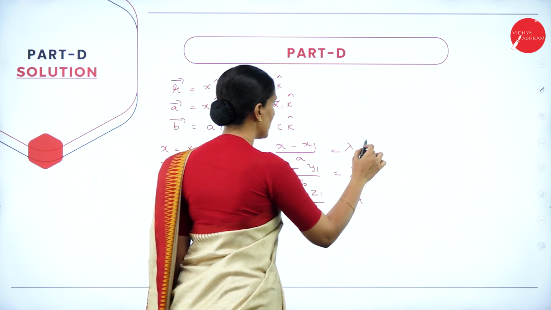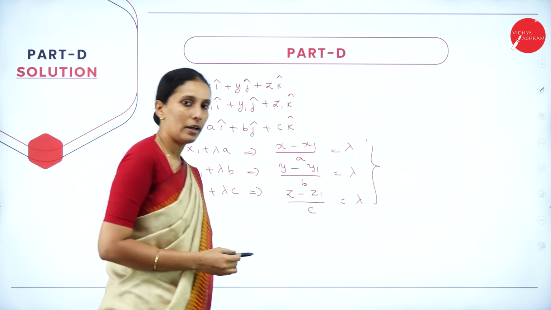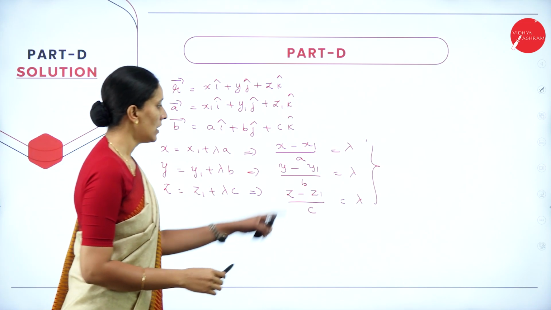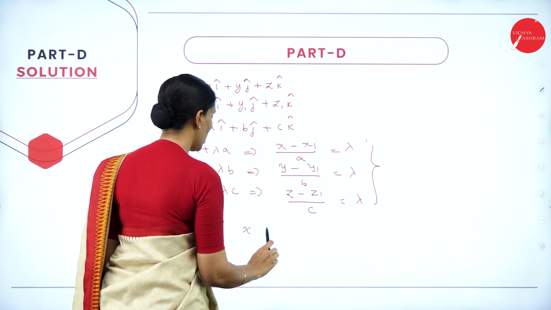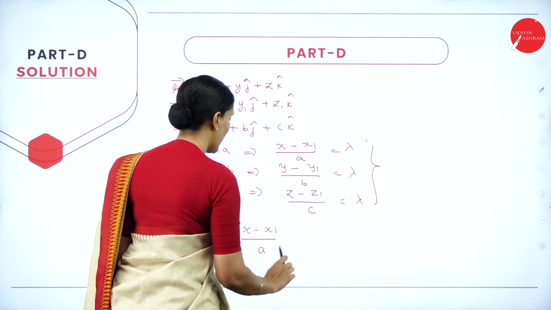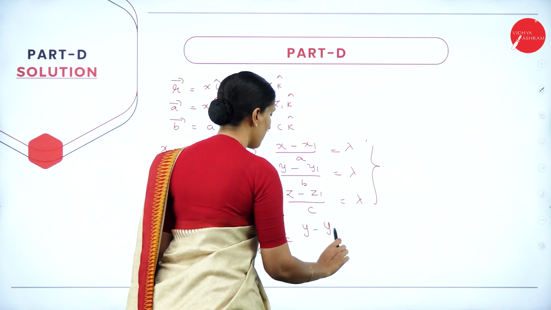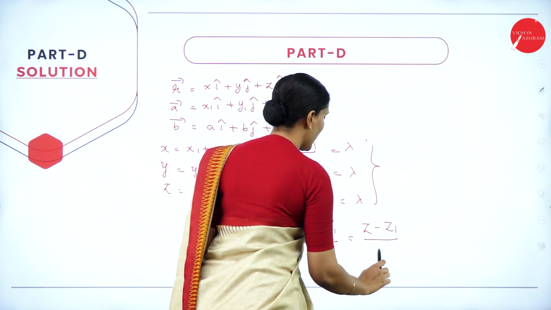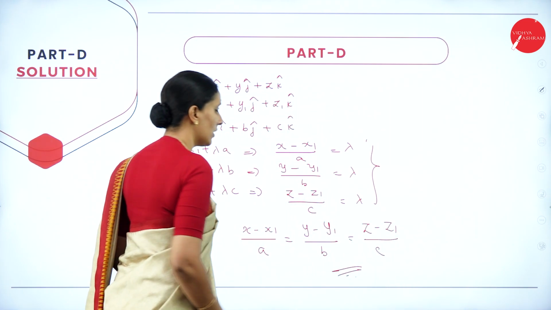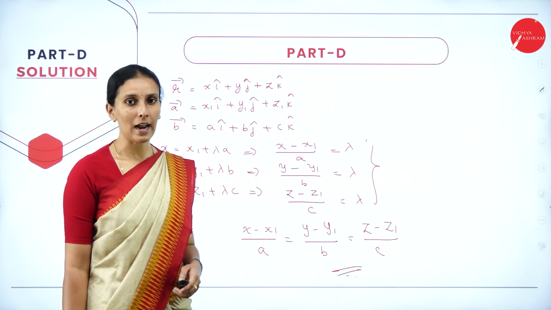Now all these are equal to the parameter lambda. So eliminating lambda, we can write this equation in the form (x minus x1) by a equals (y minus y1) by b equals (z minus z1) by c. So this is the equation of a line in Cartesian form.